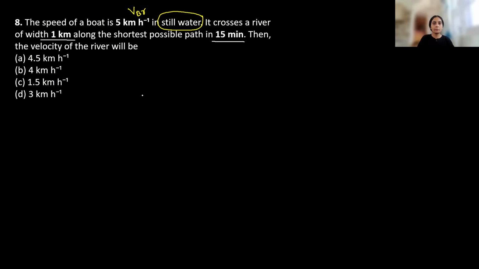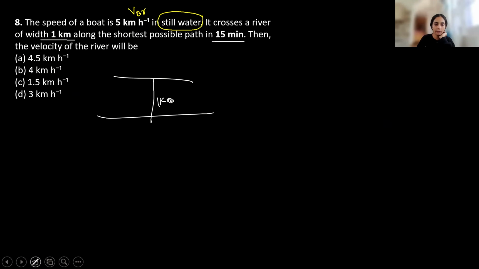Okay, now let us start with this one. It crosses a river of width 1 kilometer. So this is your 1 kilometer, along the shortest possible path in 15 minutes. सो शॉर्टेस्ट पॉसिबल पाथ, यानी कि शॉर्टेस्ट पॉसिबल पाथ वो ले रहा है. इसका क्या मीनिंग हुआ? इसका मीनिंग ये हुआ, दिस पर्सन विल स्विम मेकिंग सर्टेन एंगल. We are not talking about minimum time. Okay, then the velocity of river will be what? ठीक है, so along the shortest possible path in 15 minutes.